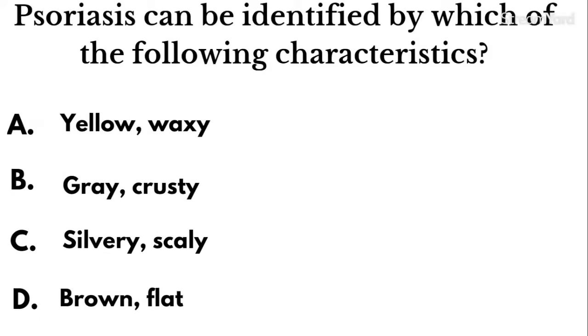All right, next question. Psoriasis can be identified by which of the following characteristics? Yellow and waxy, gray and crusty, silvery and scaly, or brown and flat? Veronica says she's also going on May 17th. Okay, Veronica.